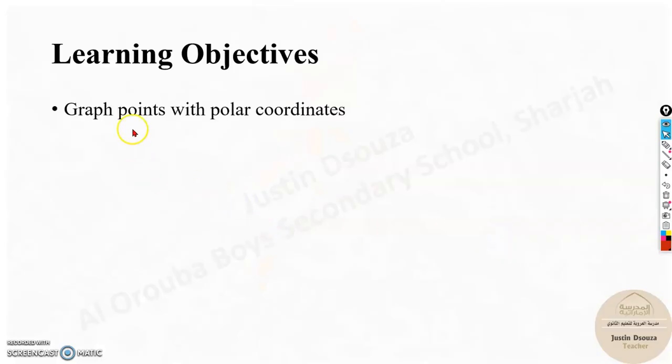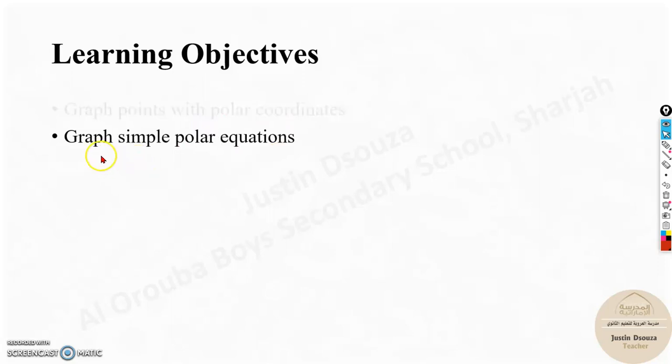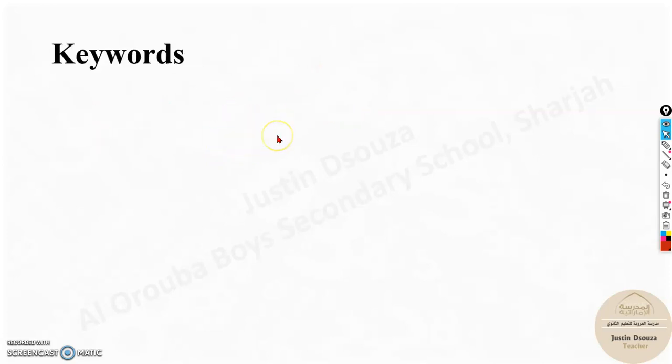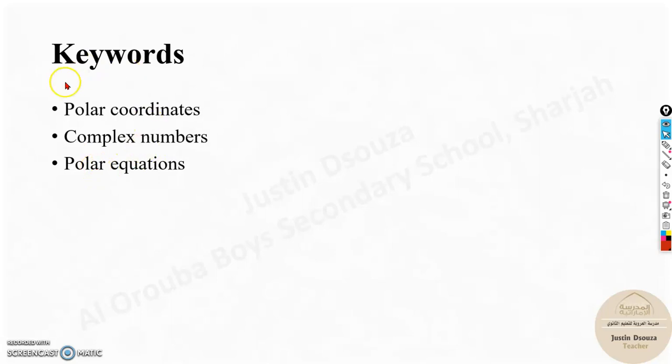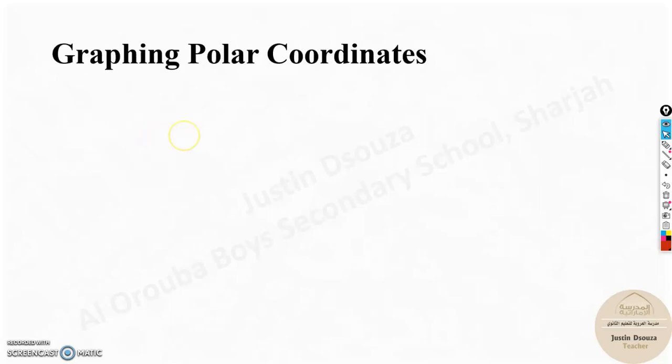It is to graph points with polar coordinates and graph simple polar equations. Now again, polar is popping up. Before I explain what polar coordinates are, let's go through the keywords: polar coordinates, complex numbers, and polar equations. These are a few of the terms you will come across and learn thoroughly in this lesson. Please watch the videos in continuity, and you'll be very thorough with the lesson objectives.